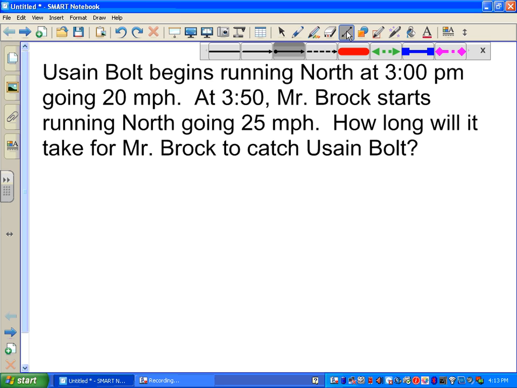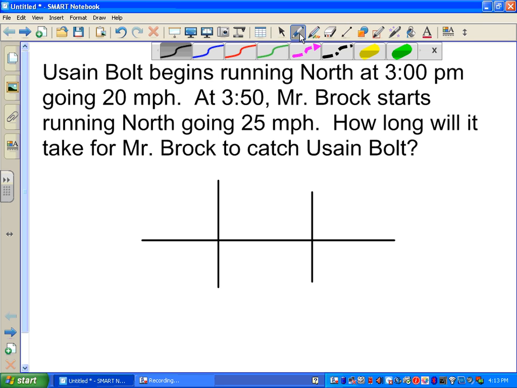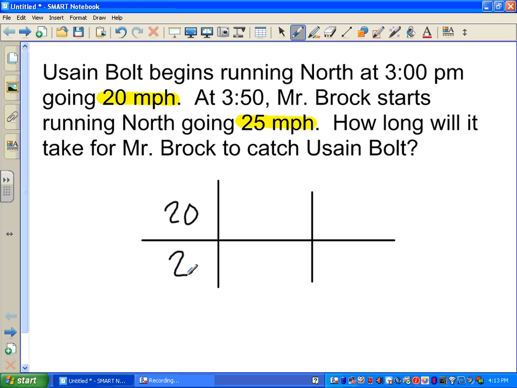First of all, since this is opposite direction, or excuse me, same direction, my chart will look like this. I know that Usain Bolt is going 20 miles per hour and Mr. Brock is going 25 miles per hour. Let's put that in. The slower person is doing 20. The faster person is doing 25. Now let's look at the time.